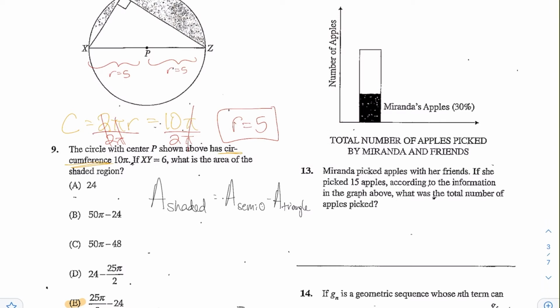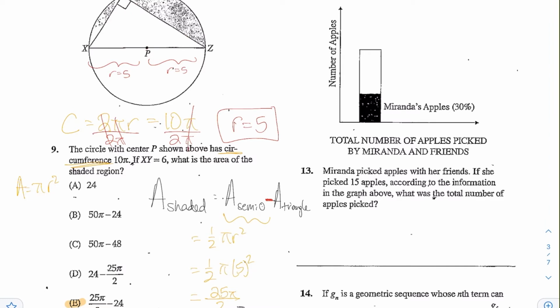So to figure out the area of the semicircle, that's just pi r squared times 1/2, because the area of a circle is pi r squared, and the semicircle is just half of the circle. So when you substitute in the radius of 5, you get 1/2 pi times 5 squared, or 25 pi in the numerator divided by 2. So that's the area of the semicircle. And now you're going to be subtracting the area of the triangle, which is triangle XYZ.